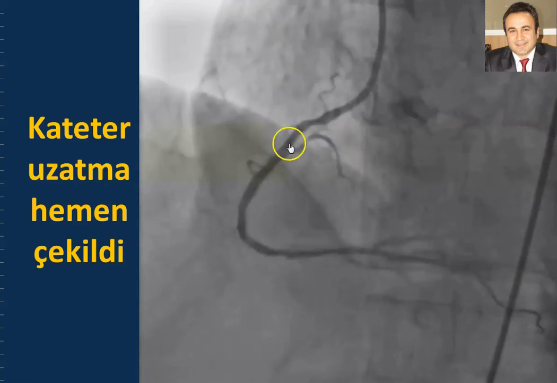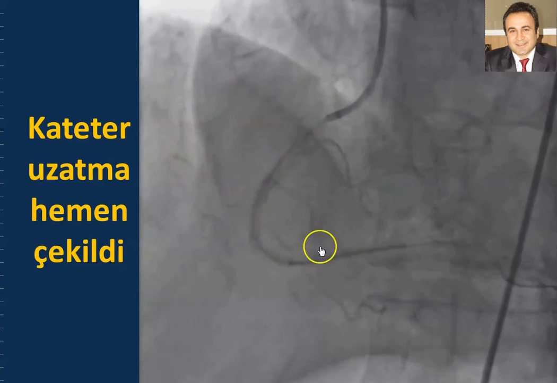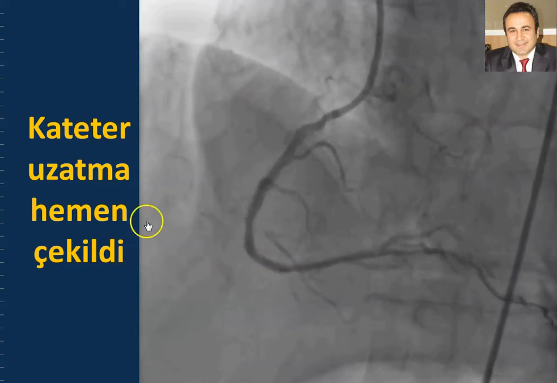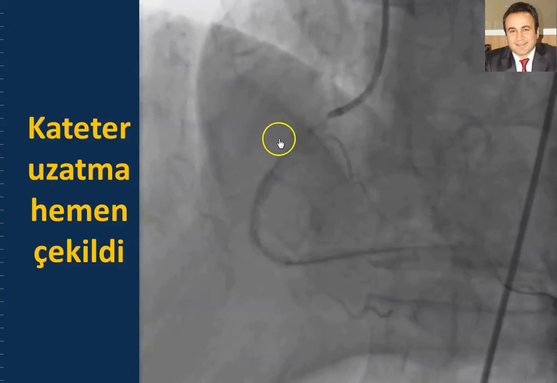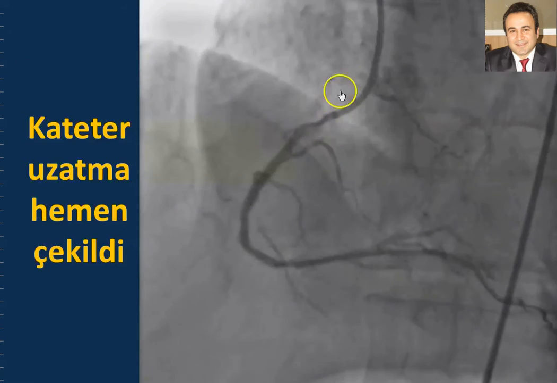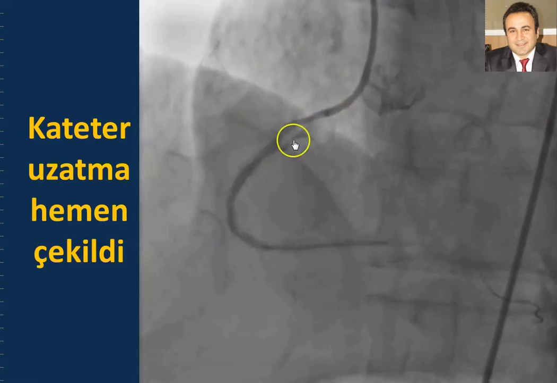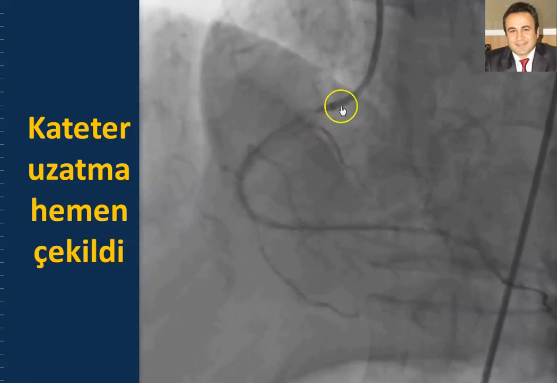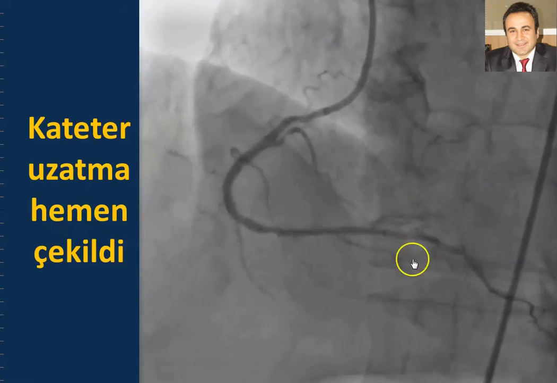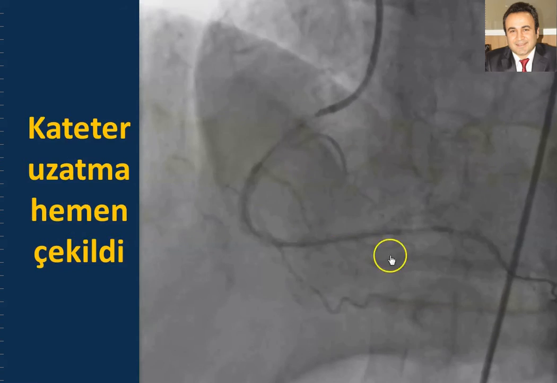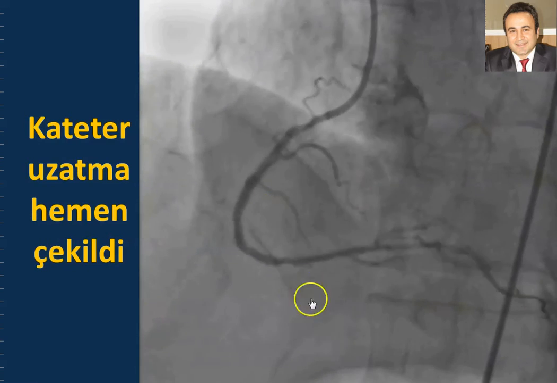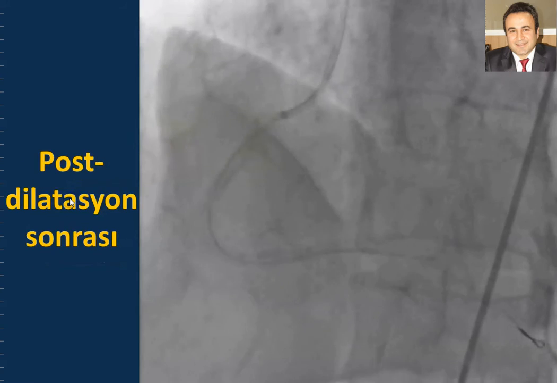You cannot see this because it was performed under fluoroscopy. This area was the point of resistance. We couldn't push the stent from this point. The lesion was predilated with a 2.75 NC balloon before delivering the stent.